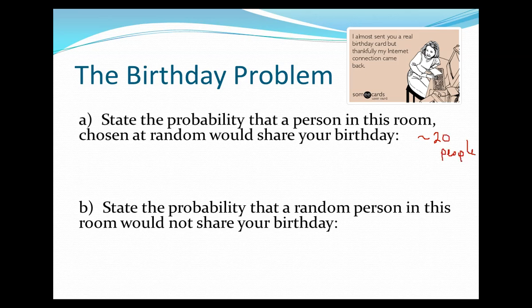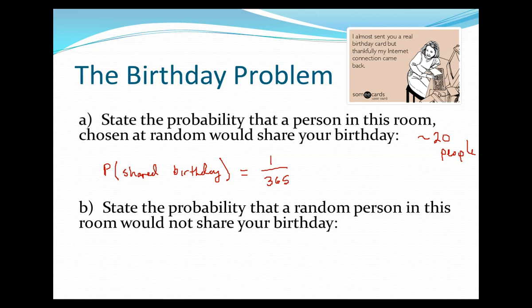So the probability that a person in this room chosen at random would share your birthday. So the probability of having a shared birthday, pretty easy to find out. They have to match your birthday. So my birthday is December 29th. If I randomly picked one of you guys and find the probability of your birthday being the same as mine, there's only one day that matches my birthday out of the 365 days in a year. We'll ignore the leap year with February 29th. So the probability for one person matching your birthday would be 1 out of 365.